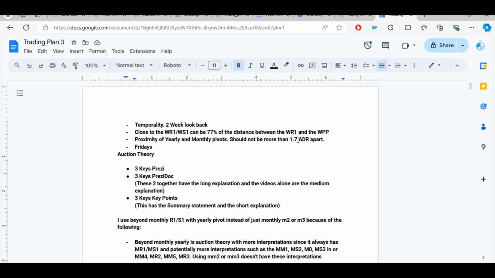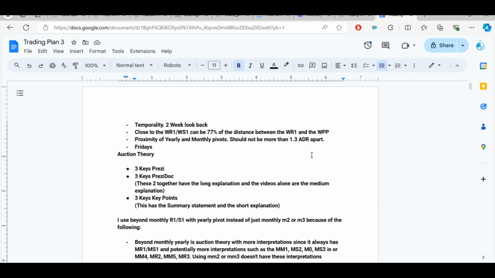It moved up from that level, basically 1.7 ADR distance above, right? So we want to make sure that we're dealing with these monthly and yearly pivots in proximity to each other. All right. So I would say anything more than 1.3 ADR, I'm not interested in the trade, but perhaps you can make that customizable as well.